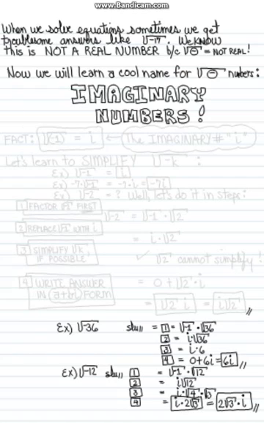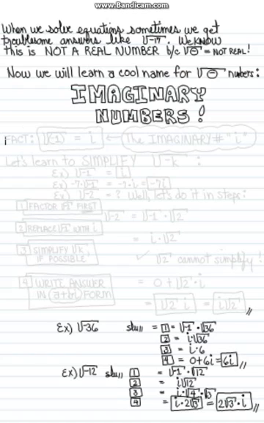It's because it's a square root of a negative number. That's not real. Well, now we're going to learn a cool name for the square root of a negative number. It involves imaginary numbers. So we've got real numbers, we've got imaginary numbers. So let's review a couple of facts here.